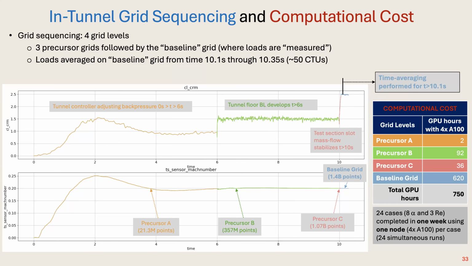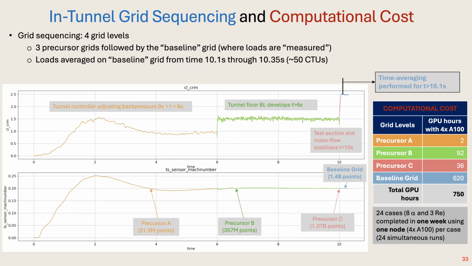So there are 3 precursor grids before we actually get averaging on what I call the baseline grid. The averaging on the baseline grid is at about 10.1 to 10.35 seconds. I'm showing CL here, and then there is a target Mach number. There is a sensor upstream of the test article. So the target Mach number has to be 0.2.